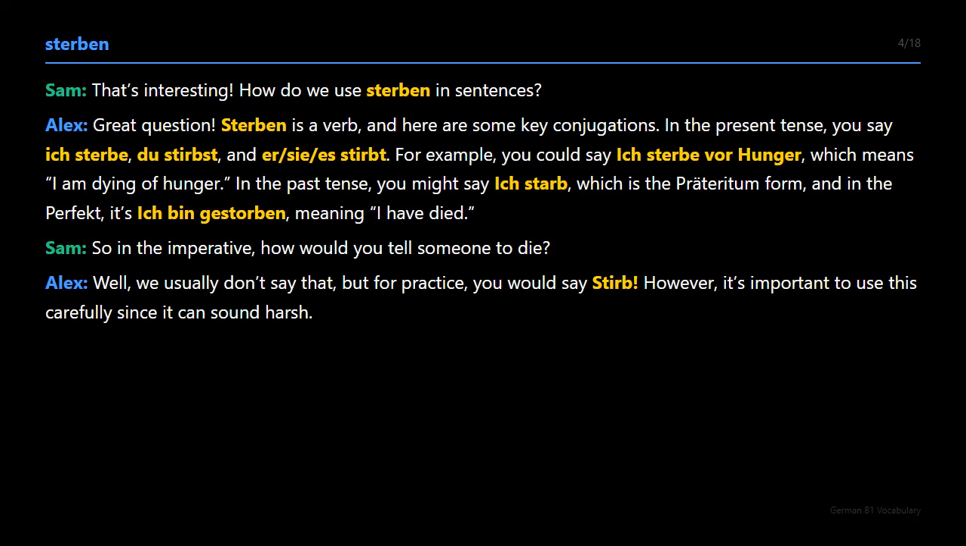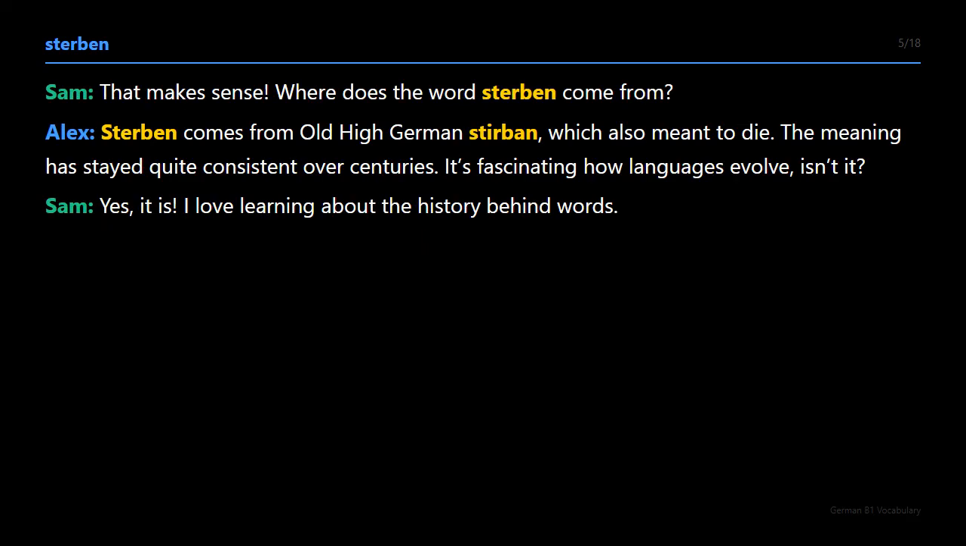That makes sense. Where does the word sterben come from? Sterben comes from Old High German sterben, which also meant to die. The meaning has stayed quite consistent over centuries. It's fascinating how languages evolve, isn't it? Yes, it is. I love learning about the history behind words.